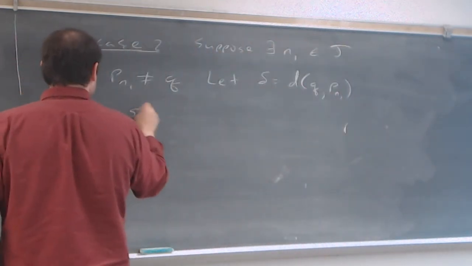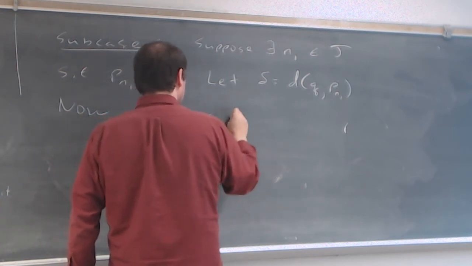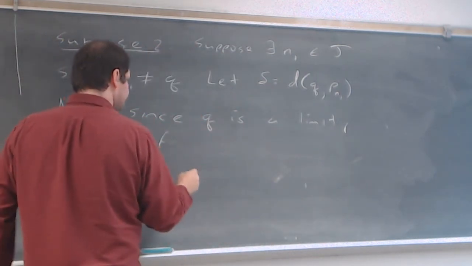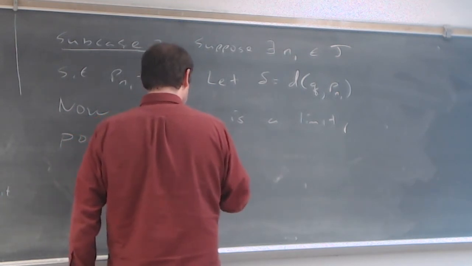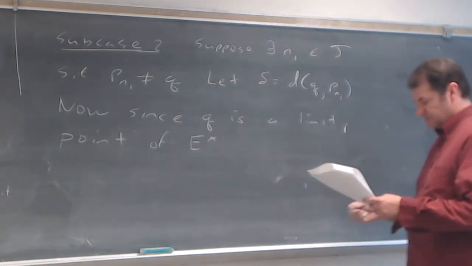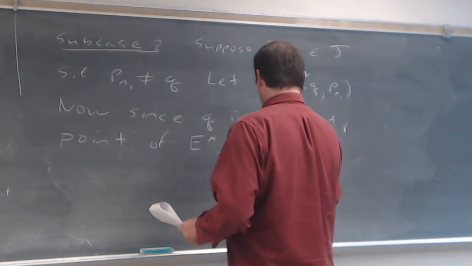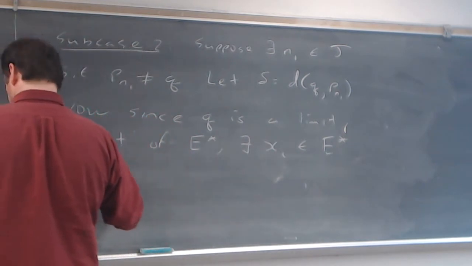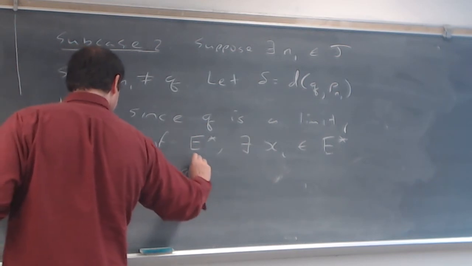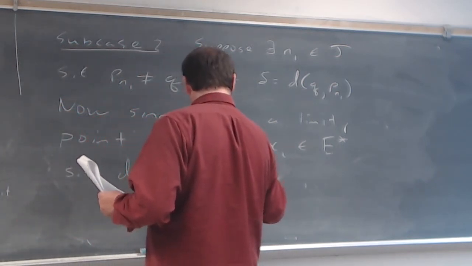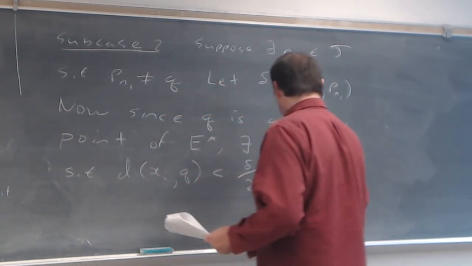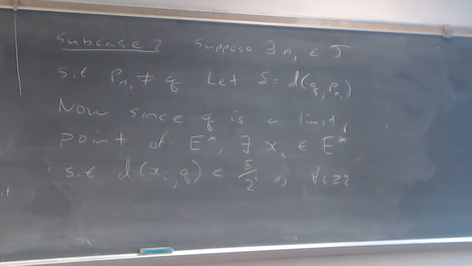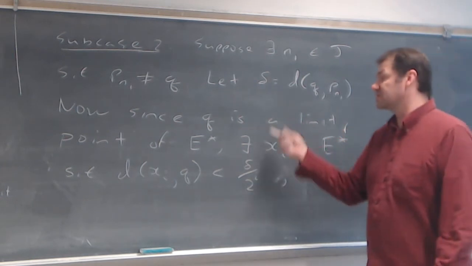Now, since Q is a limit point of E star, okay, that means there exists x sub i, an element of E star, such that the distance between x sub i and Q will be less than this delta that we had defined earlier over 2 to the i. And I'm going to say that for all i bigger than or equal to 2, natural numbers. Okay, the reason this is the case is Q is a limit point of E star.